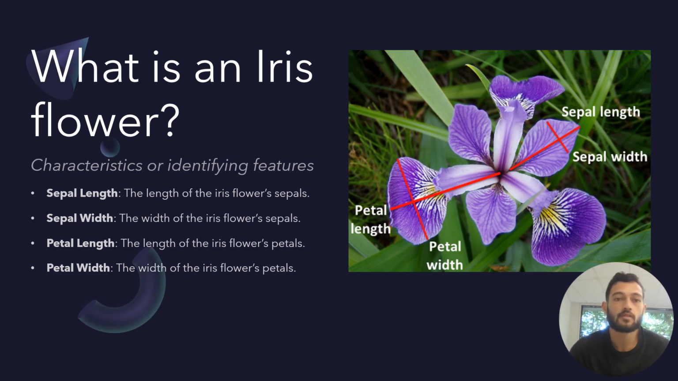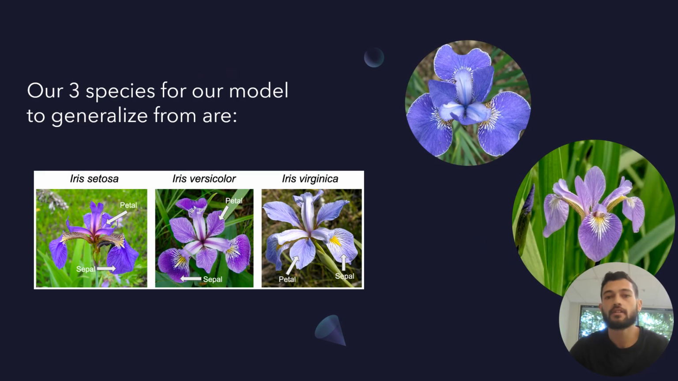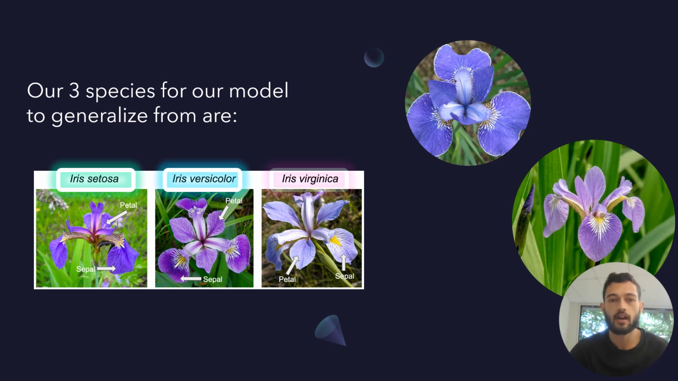Using these measurements, we trained a machine to predict the iris species for new unseen data, using sepal length, sepal width, petal length, and petal width. We trained our model to categorize 3 subspecies of iris flowers: Iris setosa, Iris versicolor, and Iris virginica. But here's the real challenge. Can our model truly understand the differences, or is it just memorizing patterns?